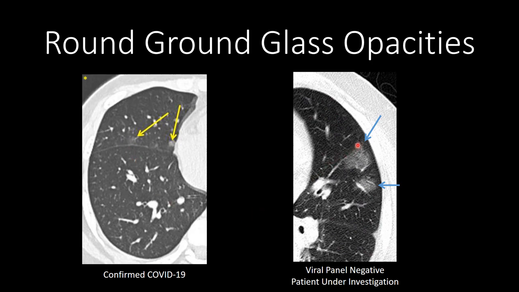Here we have a patient presenting with fever and respiratory symptoms who had a flu negative and traditional viral panel negative PCR, and is therefore under investigation for COVID-19 infection. And we can see these ill-defined ground glass opacities with a rounded morphology in the periphery of the left upper lobe.